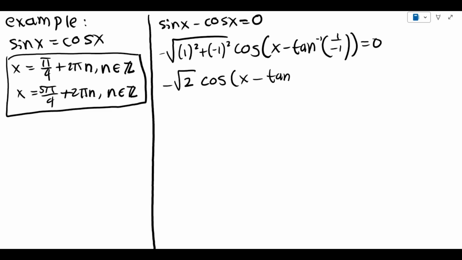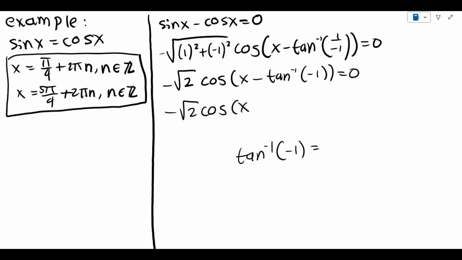minus inverse tangent of negative 1 equals 0. So negative square root of 2 times cosine of x minus inverse tangent of negative 1, and inverse tangent of negative 1 equals negative pi over 4. Inverse tangent's range exists on the interval from negative pi over 2 to pi over 2.